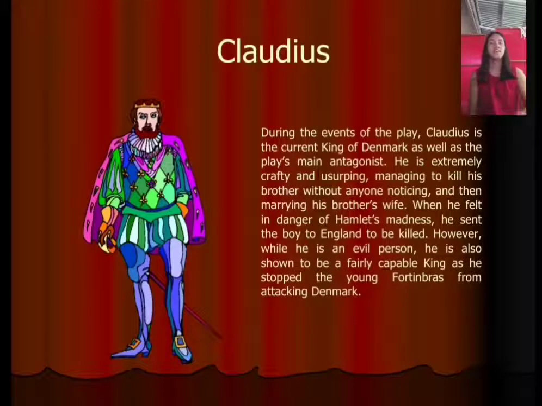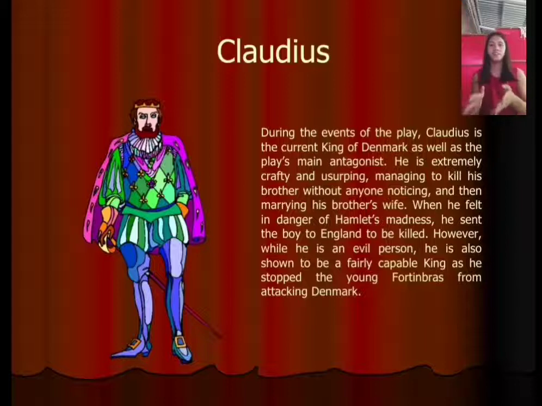Claudius. So during the events of the play, Claudius is the current king of Denmark and the play's main antagonist. So he is extremely crafty and usurping, as he managed to kill his brother without anyone noticing, and then he married his brother's wife. When he felt in danger of Hamlet's madness, he sent the boy to England to be killed.